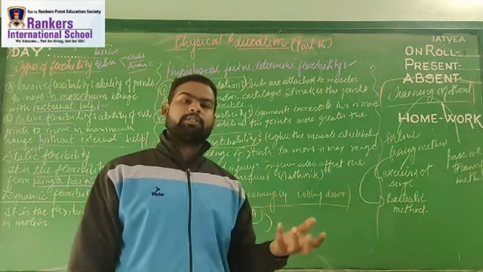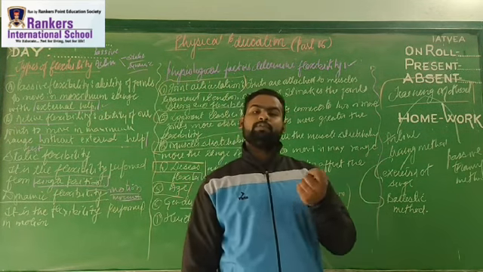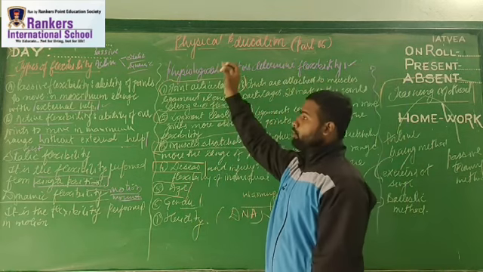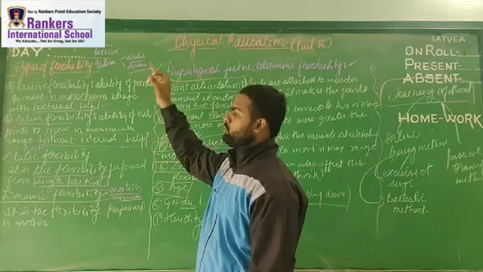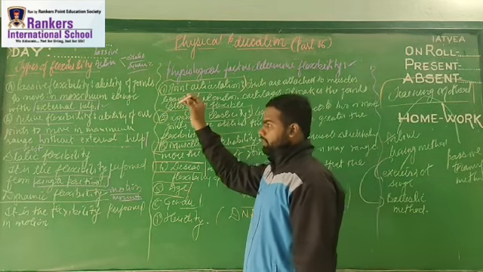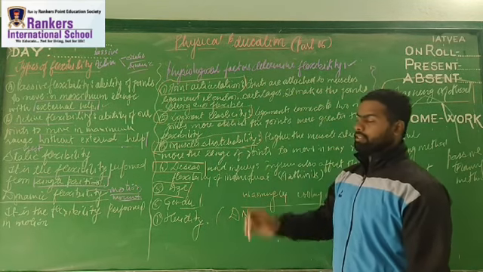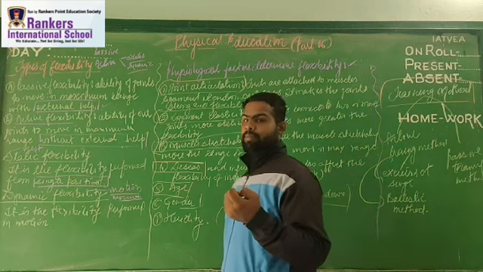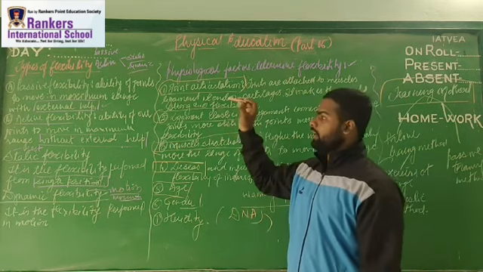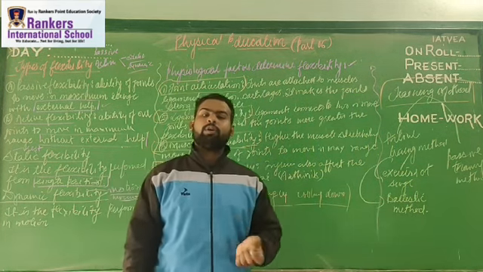Let's recapitulate what we started. We started with the types of flexibility. What are the types of flexibility? The first one is passive flexibility. Second is active flexibility. Passive flexibility is the ability of a joint to move with a maximum range with the help of an external force. While active flexibility is a kind of flexibility in which the individual does not require any external help.